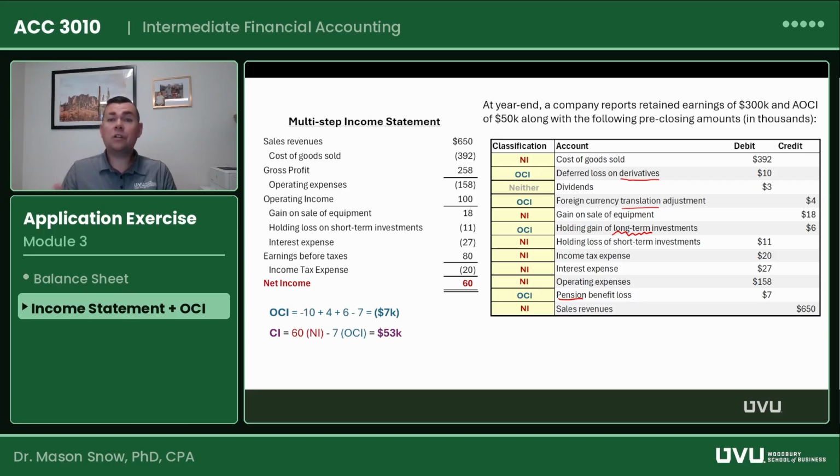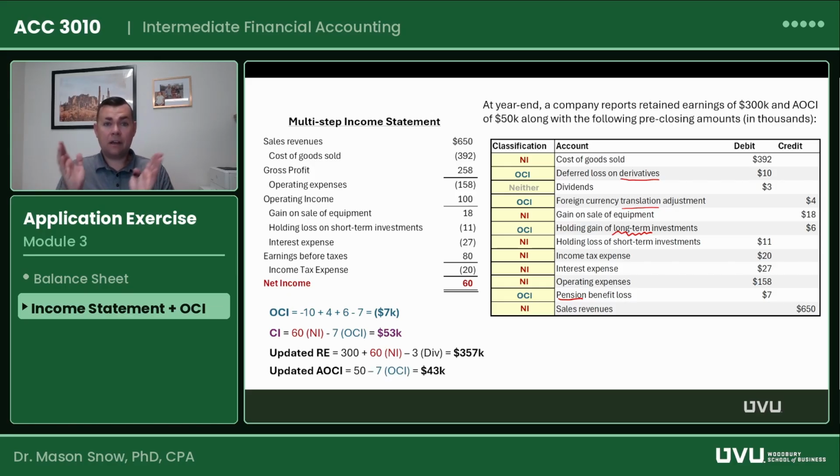And now we're going to do the closing process. Let's close all of the net income and OCI accounts to retained earnings and AOCI separately. So for retained earnings, we know it's going to increase with all of those accounts flowing through net income, but this is the time where we do remember dividends. We subtract out those dividends, which are distributions back to the owners of the company, right? And so it has a post-closing balance of 357,000, and then AOCI is going to be the pre-closing balance minus the other comprehensive loss of 7. And there you have it.